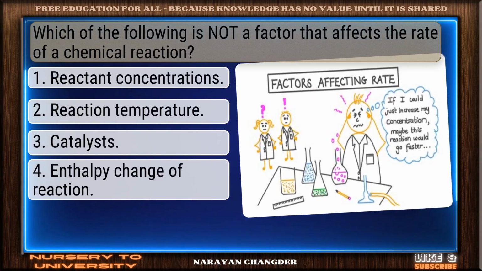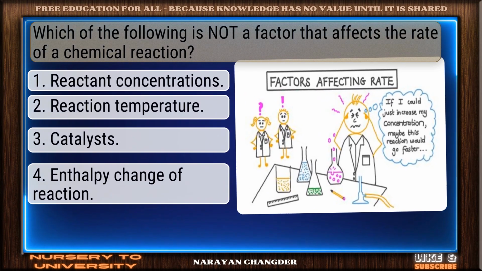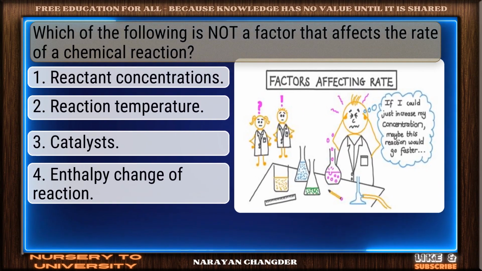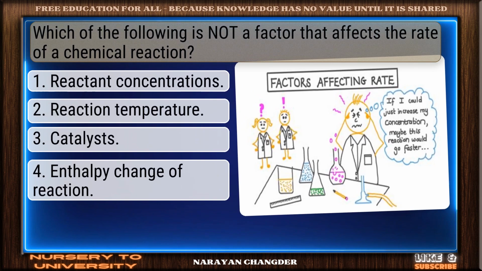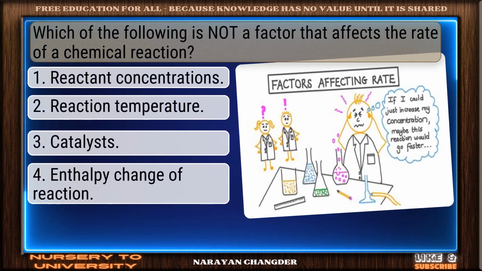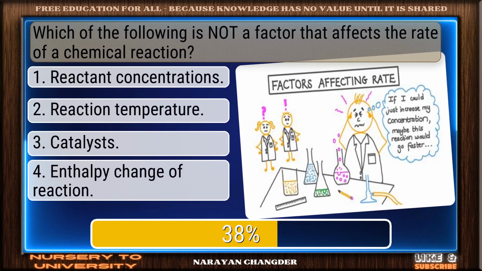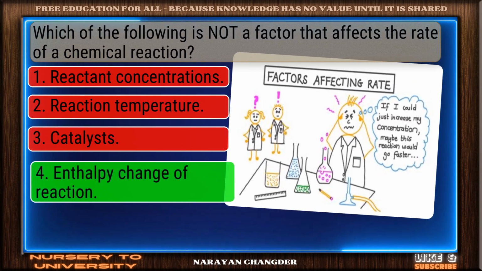Which of the following is not a factor that affects the rate of a chemical reaction? Option 1, reactant concentrations. Option 2, reaction temperature. Option 3, catalysts. Option 4, enthalpy change of reaction. Enthalpy change of reaction is correct.